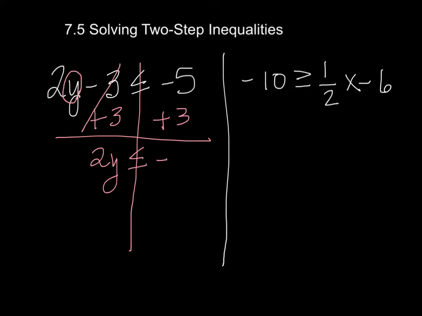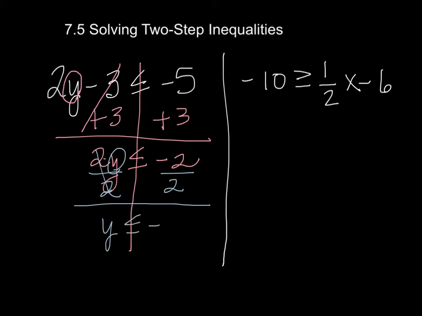Then to get this y by itself, we're going to undo that times 2 with dividing by 2. And since we are dividing each side by a positive 2, that inequality symbol is going to stay the same, and y is less than or equal to negative 1.